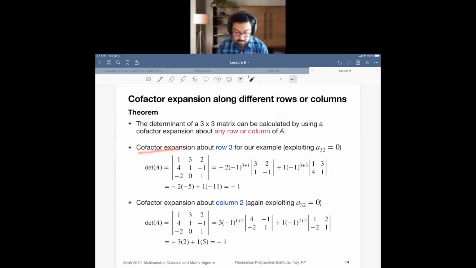Let's do the cofactor expansion. In this case, my A is that matrix, and I'm trying to find the determinant of that 3x3 matrix. And we'll do this expansion using row 3. Why are we picking row 3? Because there is a 0 in there, right? So if you have a 0 in there, the second term is going to disappear. So you're trying to exploit rows or columns which are going to have more zeros. In fact, if you have a particular row or a column with all zeros, right away you know that the determinant of that matrix is going to be 0, right?